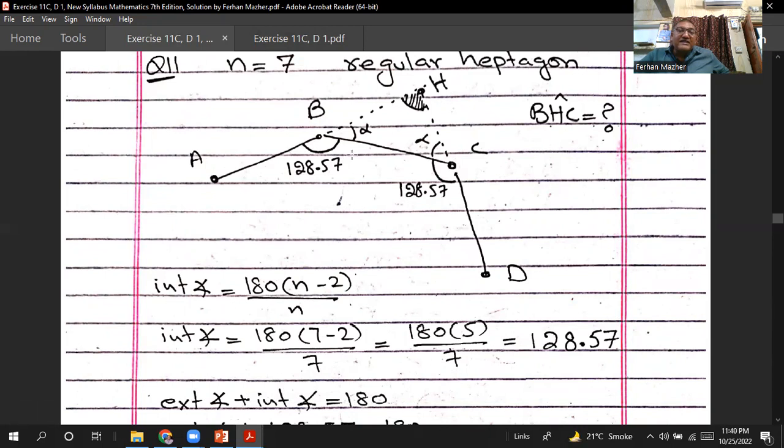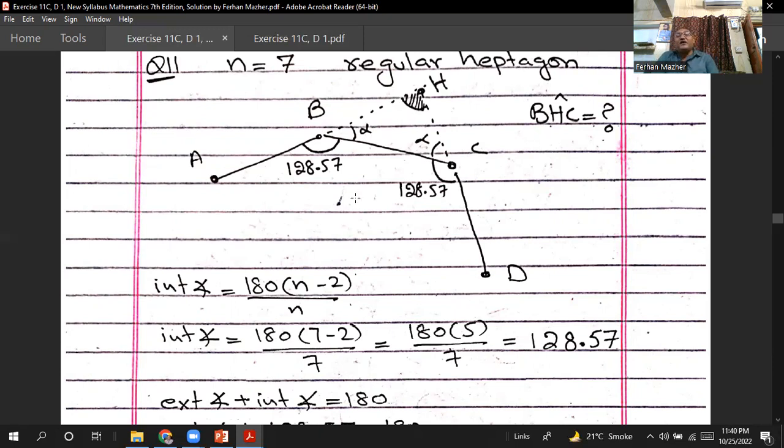If I prolong this AB line and this DC line, they will intersect each other at the point H. Because this is a straight line, alpha plus 128.57 will be equal to 180. So I can find the value of alpha very easily. The same I can do here, so this angle is also alpha. Once I know alpha and alpha, I will be able to tell you the value of BHC, because it will be a triangle.